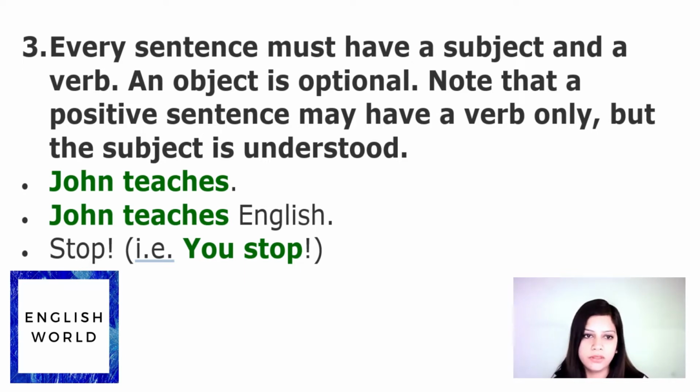An object is optional. Note that a positive sentence may have a verb only, but the subject is understood. John teaches. John is the subject. What action is he doing? He is teaching. So he teaches. Teaches is the verb. If we say the full sentence, we can say John teaches English. Or we can simply say stop, run, go, come. In these sentences, there's only the verb. No subject, no object, because the one you are talking to is the subject. That means it is understood if you are telling somebody to do something. So just the verb alone can make a meaningful sentence.